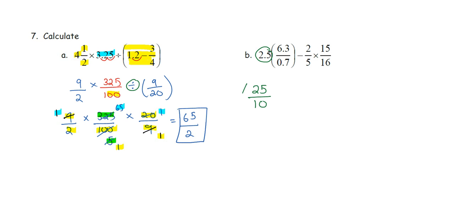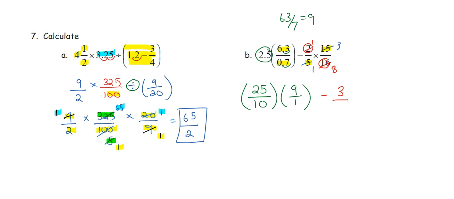10 has 1 zero. Now here, you have to recognize that 6.3 divided by 0.7, you can move the decimal spot 1 spot over and 1 spot over, so that's the same thing as 63 divided by 7, which is going to be 9. So this is just going to be 9, and I'm going to write 9 as 9 divided by 1. And then I have a minus sign here, and then we can probably simplify this fraction. I have a 5 there and a 15, so this is going to be a 3, this is going to be 1. If I look at this 2 and this 16, that's going to be 1 and that's going to be 8. So this is going to be 3 divided by 8.